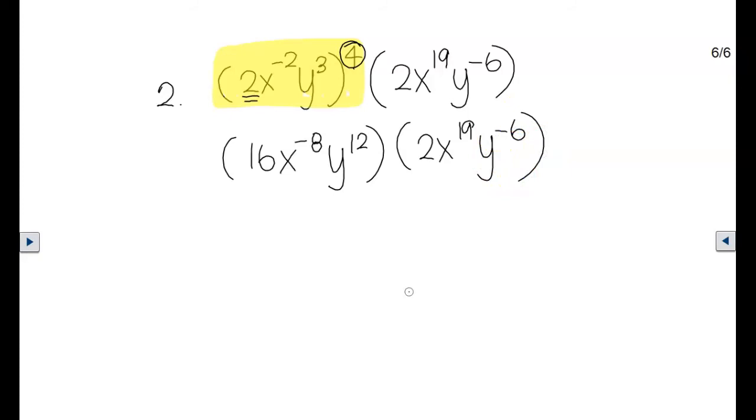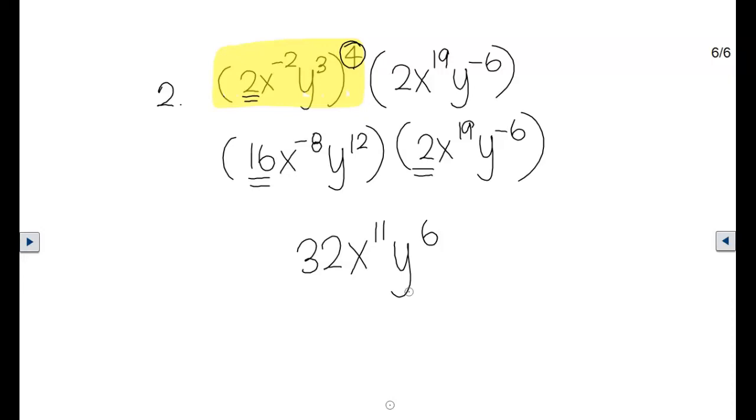Now, after power to a power, I want you to look for products or quotients. And in this case, we have a product. We are multiplying. So we're going to use our product rule. First, let's deal with coefficients. We are going to multiply the coefficients. So 16 times 2 is 32. And then our product rule tells us to add exponents. So we're going to do that for x first. Negative 8 plus 19 is 11. And then we're going to do that for y. 12 plus negative 6 is 6.